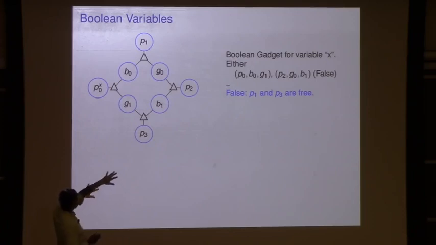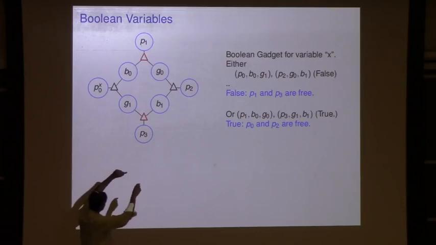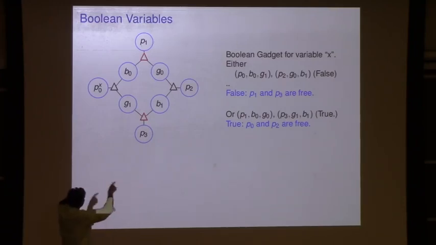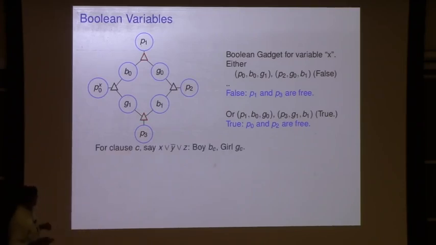Now, notice that if you do this, you have two pets that are free. In the false case, the odd pets here are free. They're available to be matched to other pairs. So what this gadget does is it constrains you: if I'm going to assign this gadget or this variable false, I'm going to make these two pets free. Go Lassie, be free. The other way, the even triples, the even pets are free.